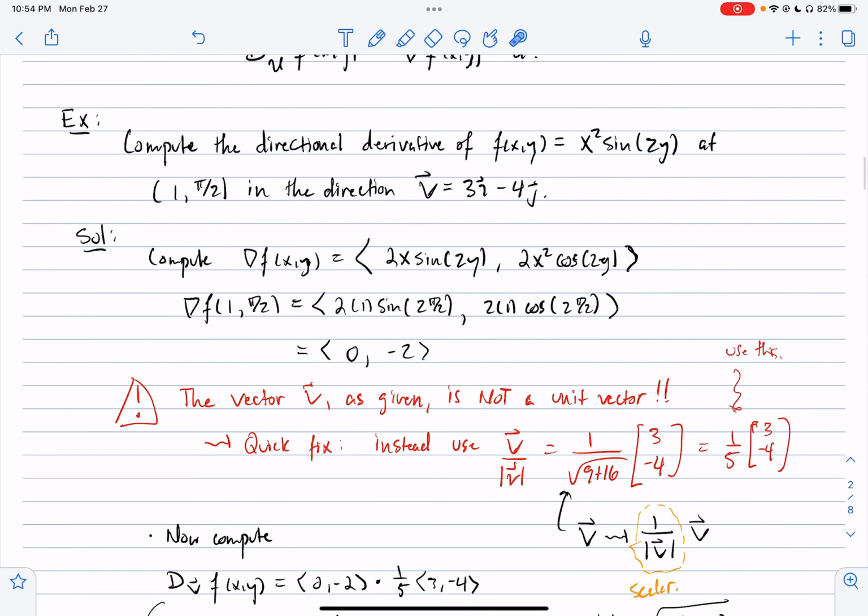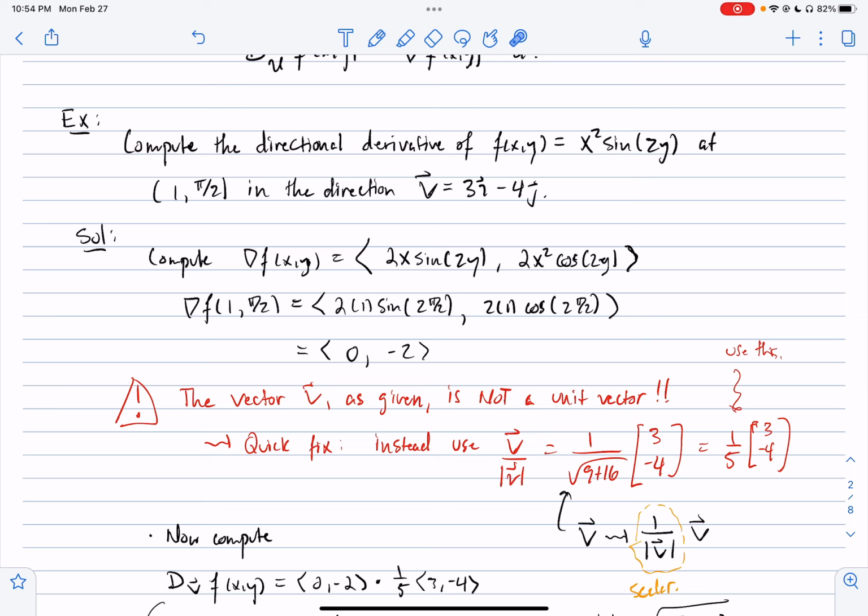So here's how this works. Here's an example. You're asked to compute the directional derivative of the scalar valued function f of x, y equals x squared sine 2y at the point 1, pi over 2. And we're going to take the derivative in the direction v, which is 3 times i minus 4 times j.